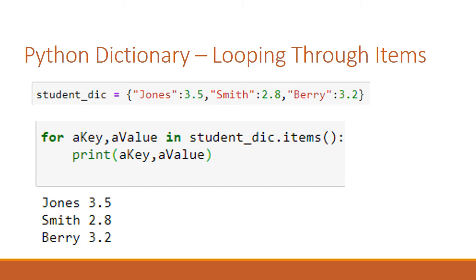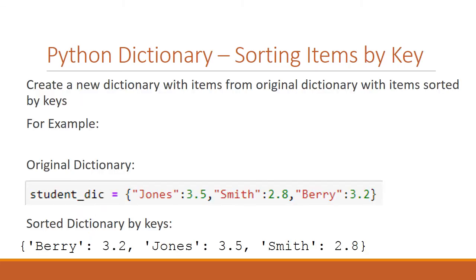Barry 3.2. What if we want to sort our dictionary by keys? So for example, if our original dictionary is Jones 3.5, Smith 2.8, Barry 3.2, we want to sort that by keys. So we want to create a new dictionary, and this new dictionary will have the items Barry 3.2, Jones 3.5, and Smith 2.8, noticing that the keys are in alphabetical ascending order.